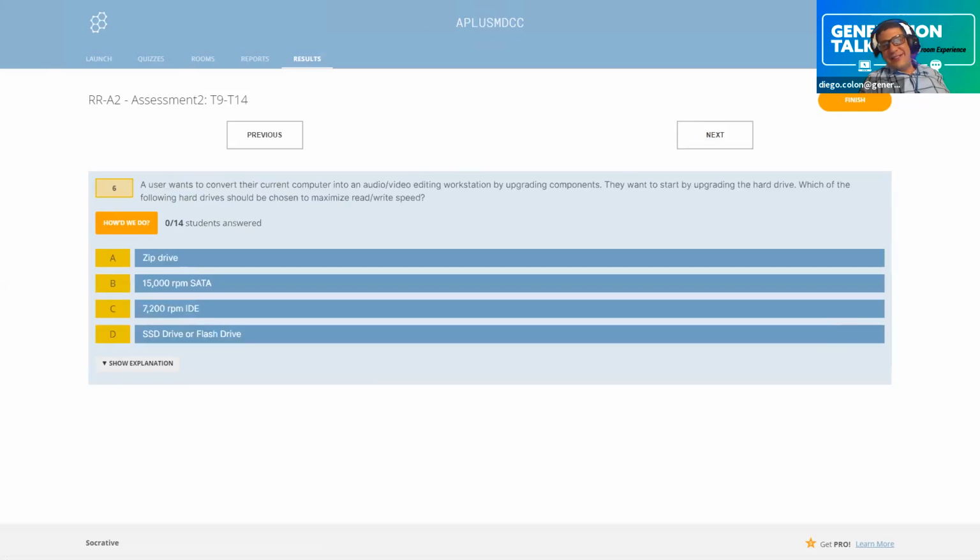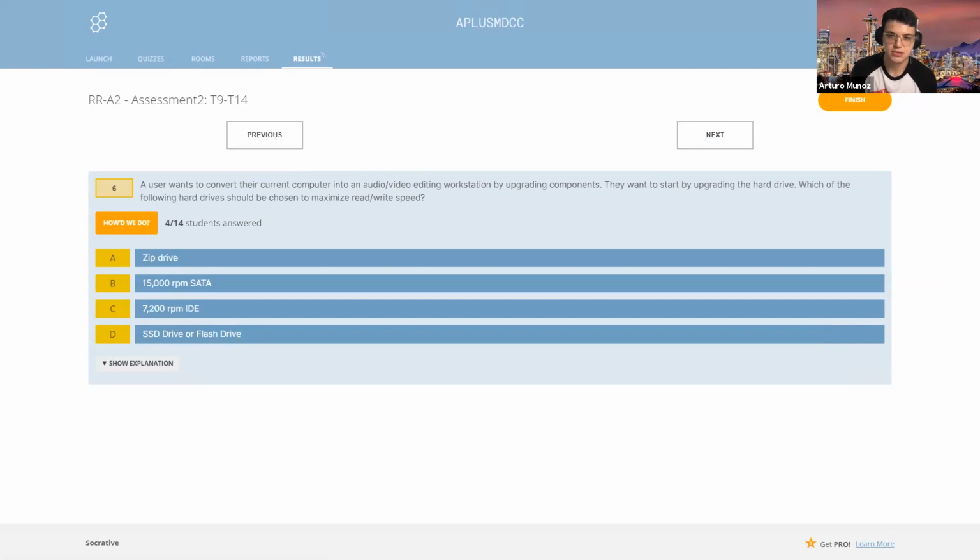Next one, number 6. Arturo, please help me out. It says a user wants to convert their current computer into an audio/video editing workstation by upgrading components. They want to start by upgrading the hard drive. Which of the following hard drives should be chosen to maximize read/write speed?